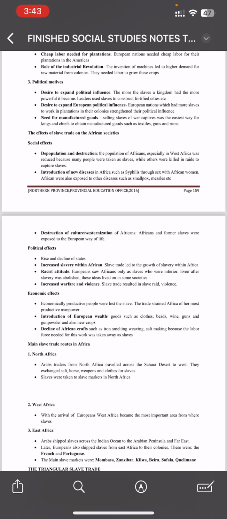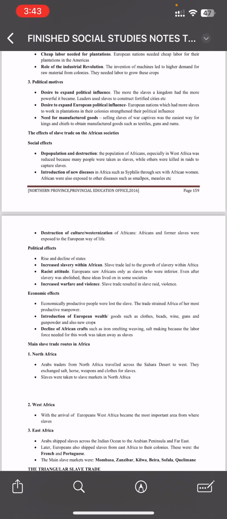Slave trade resulted in slave raid and violence. What is slave raiding? To raid, let's say there were times when the white people would get a whole boat of eligible black men, strong black men. Not all the people they got from Africa were successfully transported to America. Some would manage to fight the whites, kill them, and go back. Okay, but not all of them. But some of them would manage, and we call those raids.